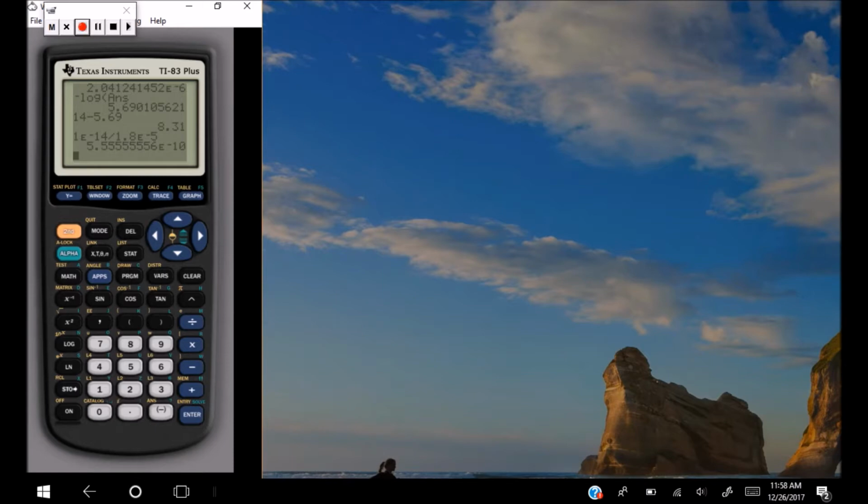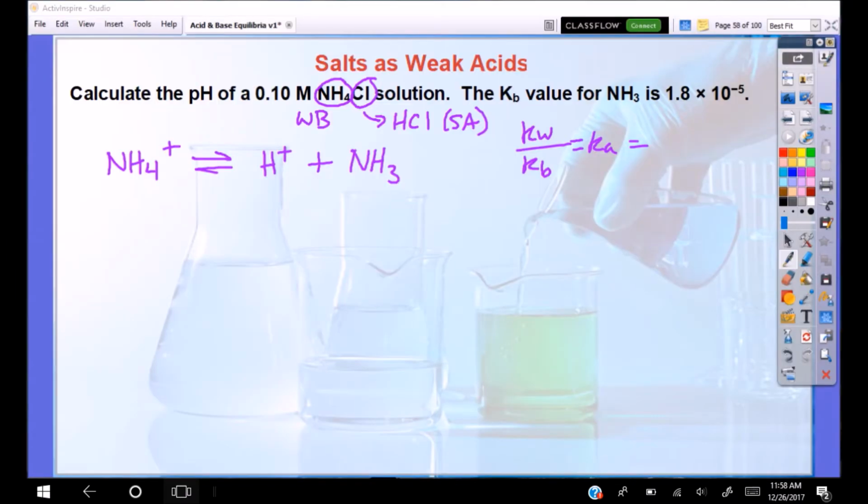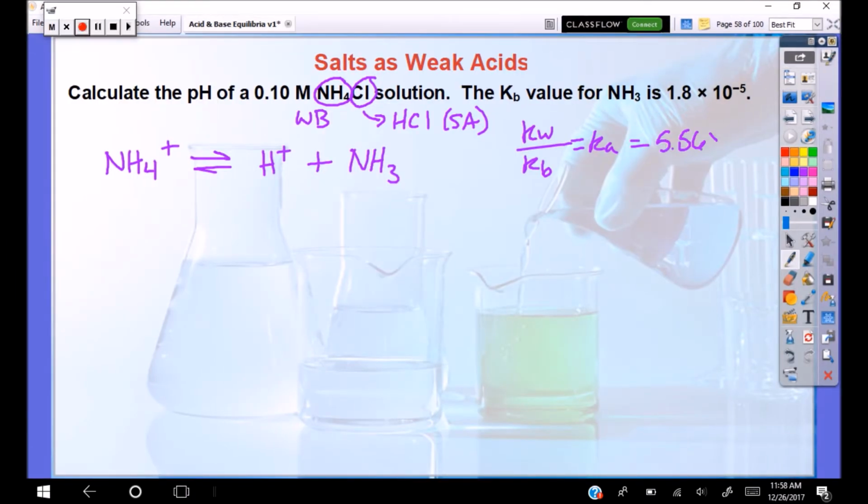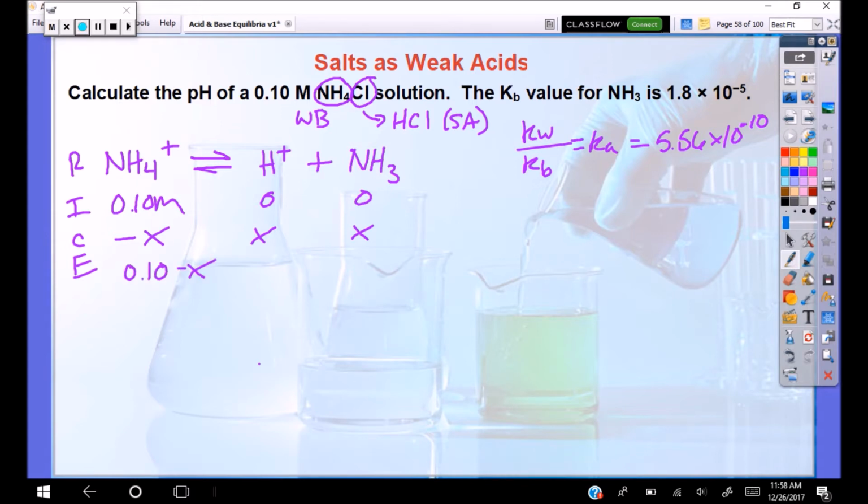I get 5.56 times 10 to the negative 10th. So this is going to be useful. That's my Ka. I have to set up a rice table. Same deal as last time. 0.10 molar, 0, 0. This is X, this is X, this is minus X. You're getting so good at these by now, you could probably just skip the rice table part and go straight to this. X squared over 0.10 minus X equals 5.56 times 10 to the negative 11th.